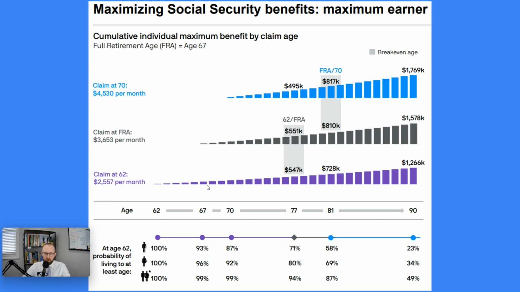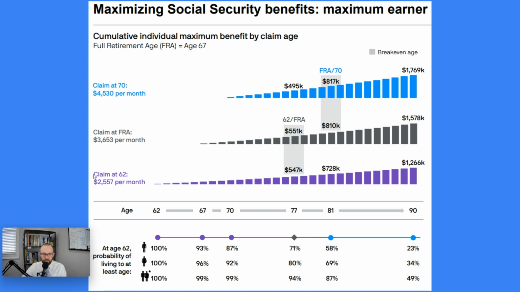So, what you can see here is it's a lower dollar amount, but you really need to live past 77 for it to break even with this full retirement age at this point. You need to hit 77 to really get the most out of that 62. If you live longer than 77, so if you're looking at pulling full retirement at 67, you live past 77, you start to work out better.